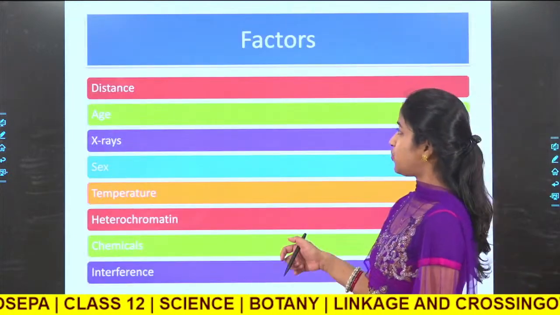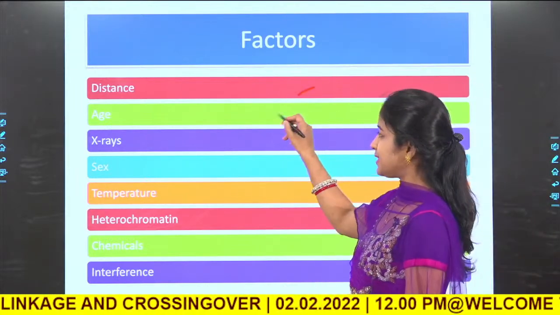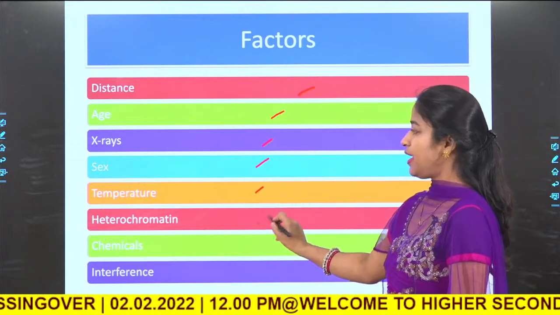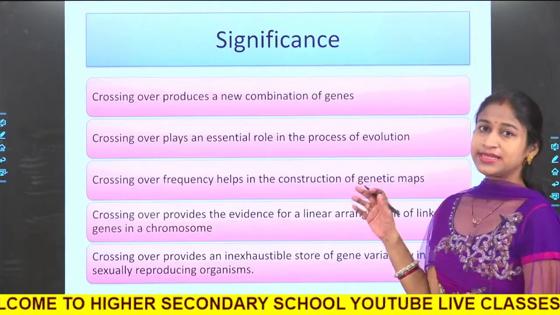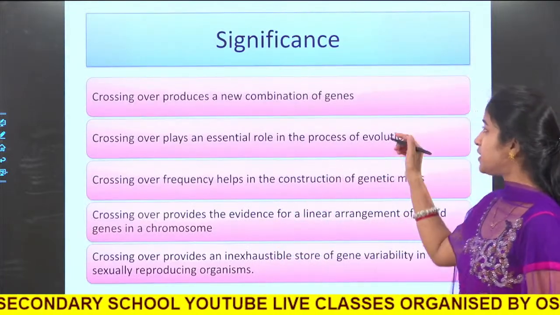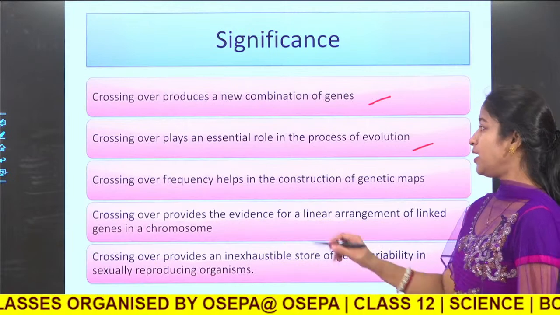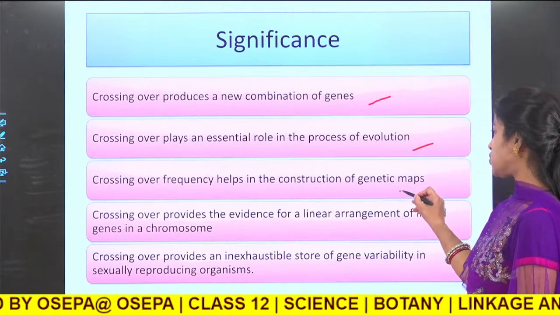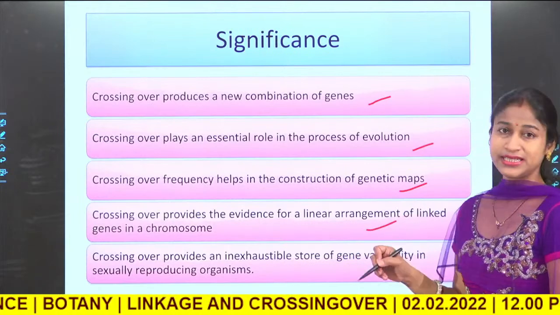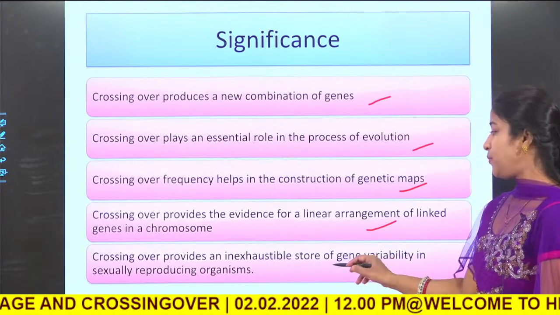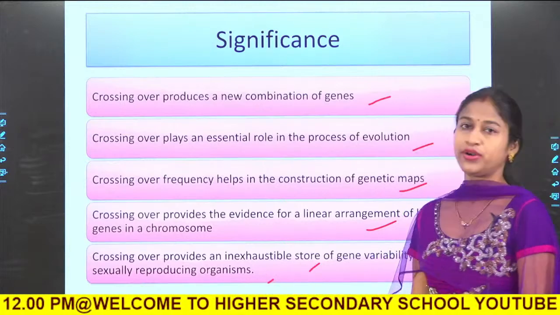These are the theories. The factors that influence crossing over are distance, age, X-ray, sex, temperature, heterochromatin, chemicals and interference. And what is the significance? It produces a new combination of genes. Crossing over plays an essential role in the process of evolution. The crossing over frequency helps in the construction of genetic maps, and it provides the evidence for a linear arrangement of linked genes in a chromosome, and finally it provides an inexhaustible store of gene variability in sexually reproducing organisms.